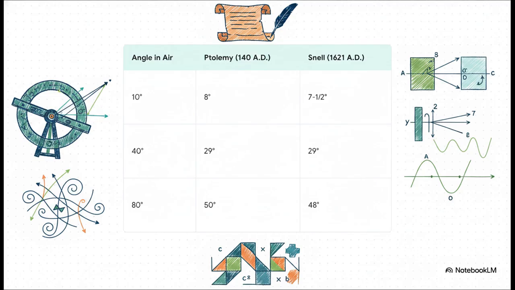Just compare the measurements Claudius Ptolemy took way back in 140 AD to the exact mathematical law discovered almost 1,500 years later. Ptolemy's numbers were incredibly close. He meticulously tracked these angles just by observing. But it wasn't until 1621 that Willibrord Snell finally cracked the actual mathematical formula, Snell's law, that connects these angles using sines. Think about that. Humanity had the raw data for a millennium and a half before figuring out the hidden math.